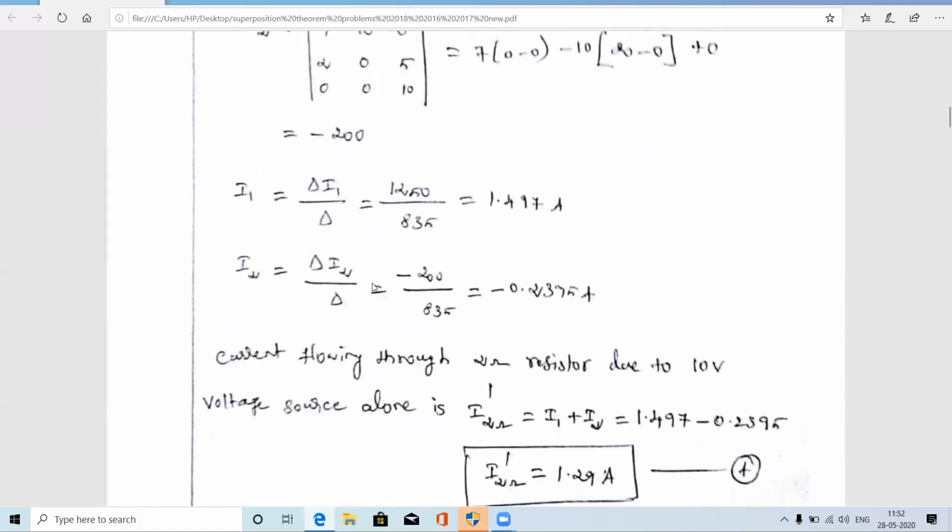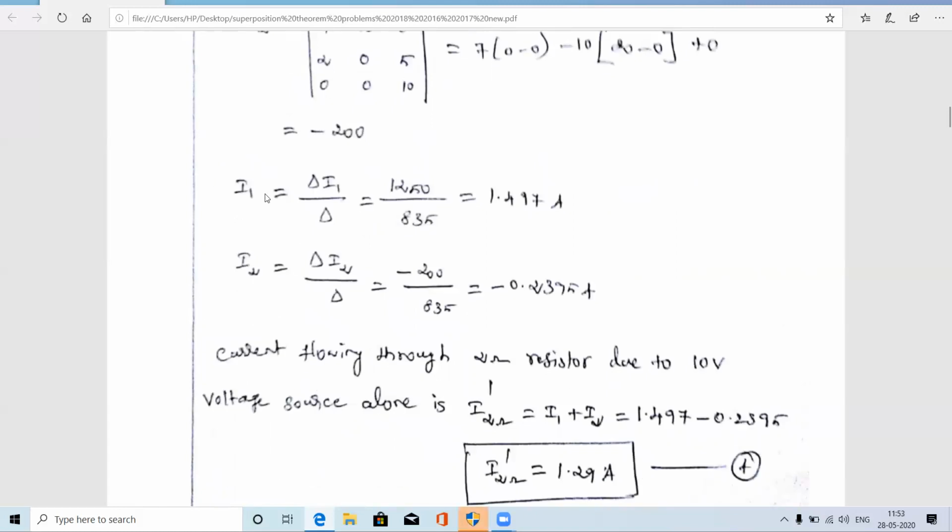After calculating del I1 and del I2, we have to find the currents I1 and I2. So what is the current I1? I1 is the ratio of del I1 divided by del. So 1250 divided by 835. The answer is 1.497 amps. Similarly, the value of I2 is calculated as del I2 divided by del. So minus 200 divided by 835. The answer is minus 0.2395 amps. Okay, so I1 and I2 are calculated.